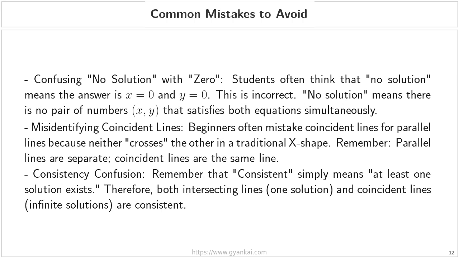Finally, let's clarify the confusion regarding consistency. It is easy to get lost in the terminology, but just remember this simple rule. Consistent simply means that at least one solution exists. This is why, as we noted in our summary table, both intersecting lines, which have one unique solution, and coincident lines, which have infinitely many solutions, are both classified as consistent.